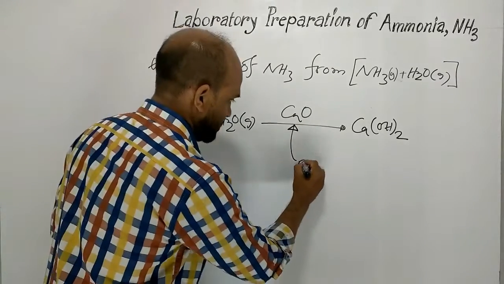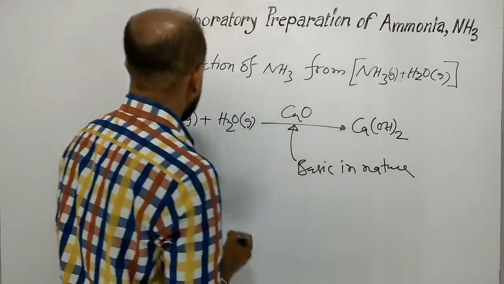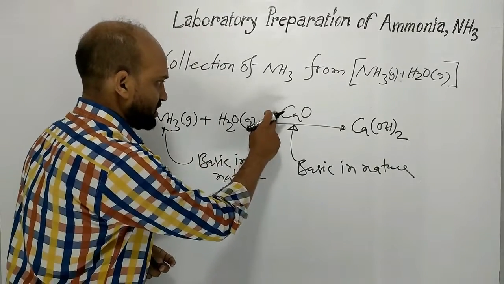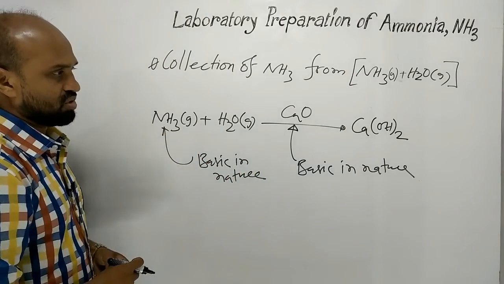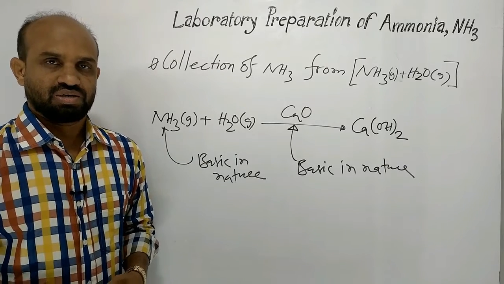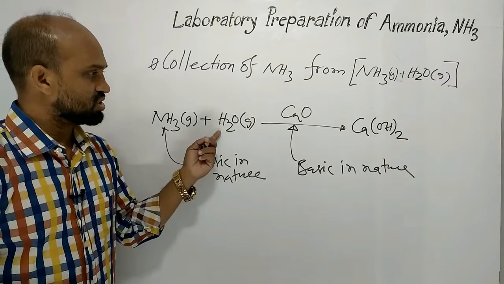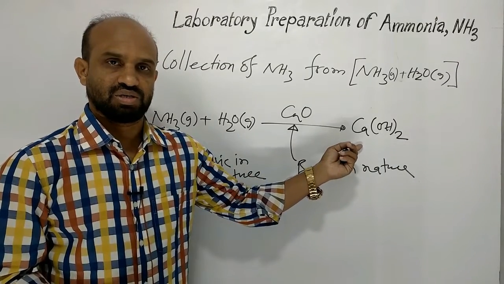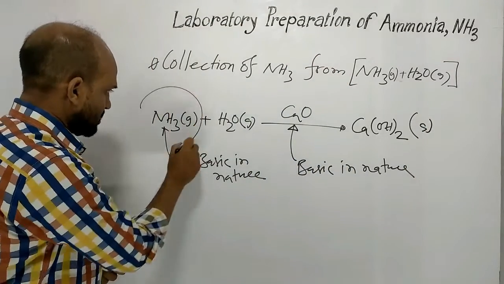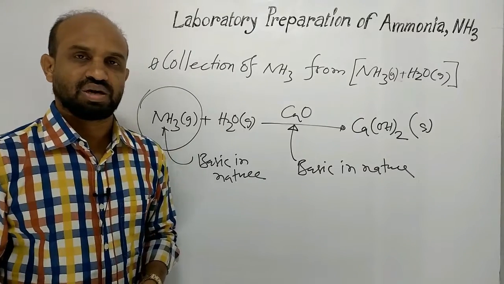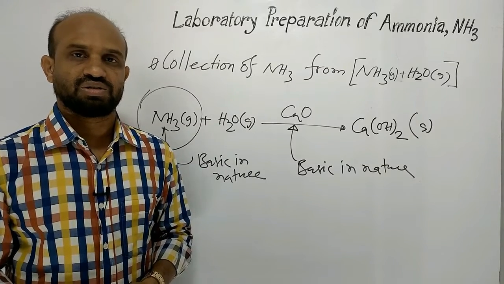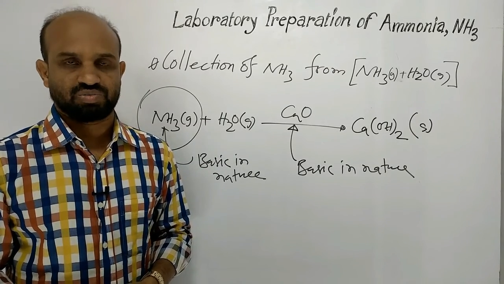Quicklime is basic in nature. This is also basic in nature. This is basic compound. This is basic compound as well. That is why calcium oxide doesn't react with ammonia. Calcium oxide only reacts with water to form calcium hydroxide, which is solid in state. So, ammonia gas remains unreacted and this is separated. In this way, we can separate ammonia from the mixture of ammonia and water vapor.